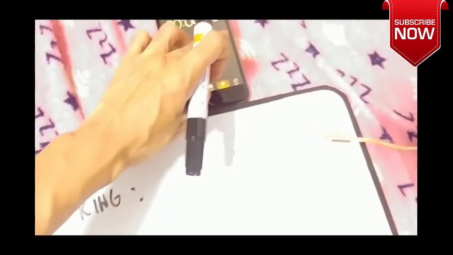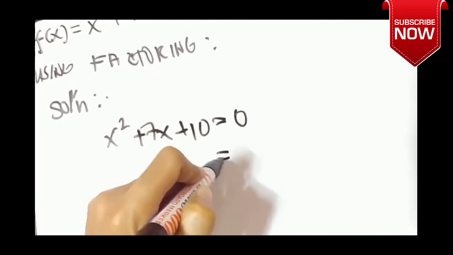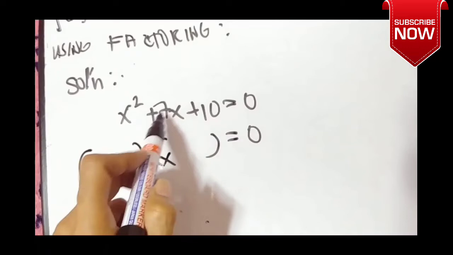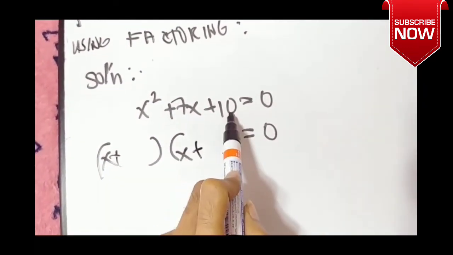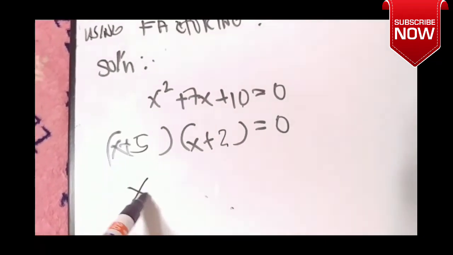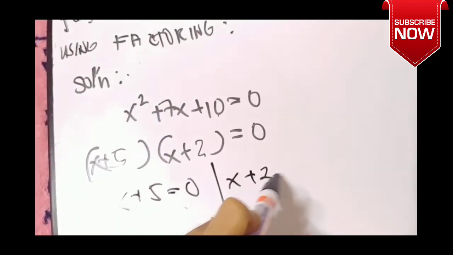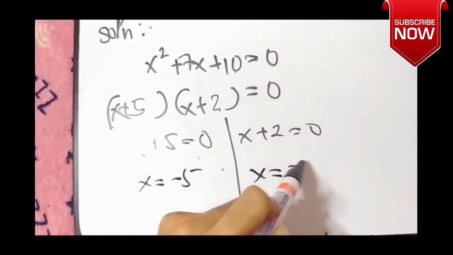Timer start na natin. Timer starts now. Okay, so x squared plus 7x plus 10 equals 0. Open and close parenthesis. X, since dalawang positive, so plus. So that would be 5, 2. Therefore, x plus 5 equals 0, x plus 2 equals 0. X equals negative 5. X equals negative 2.